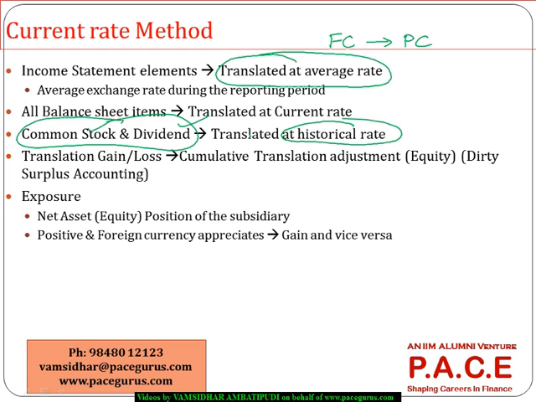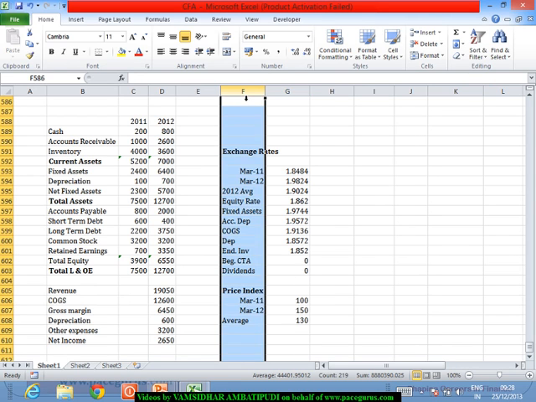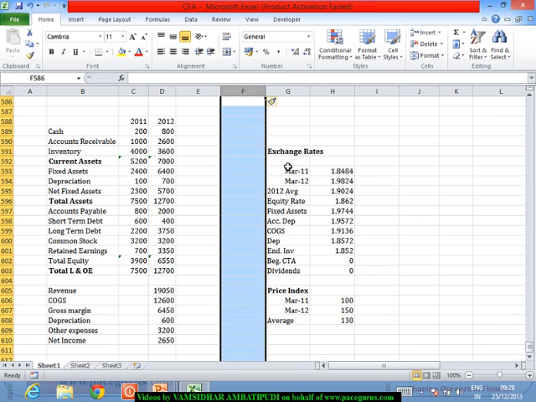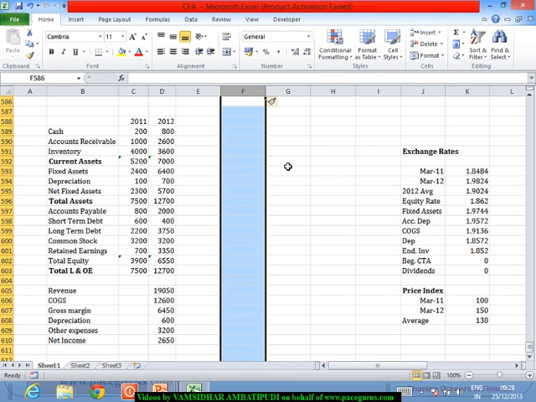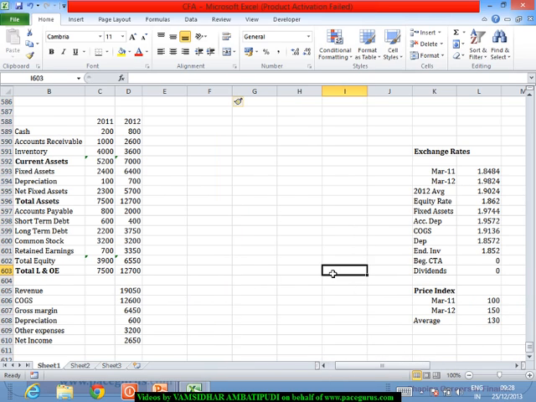It's a straightforward calculation. So let me look at one example. Okay, so I have a few data here. The financial statements associated with 2011 and 12. The balance sheet for 2011 and 12, as well as the income statement for 2012.